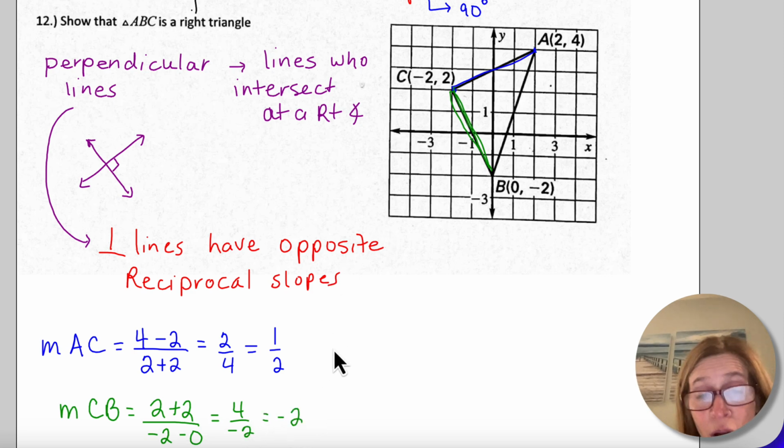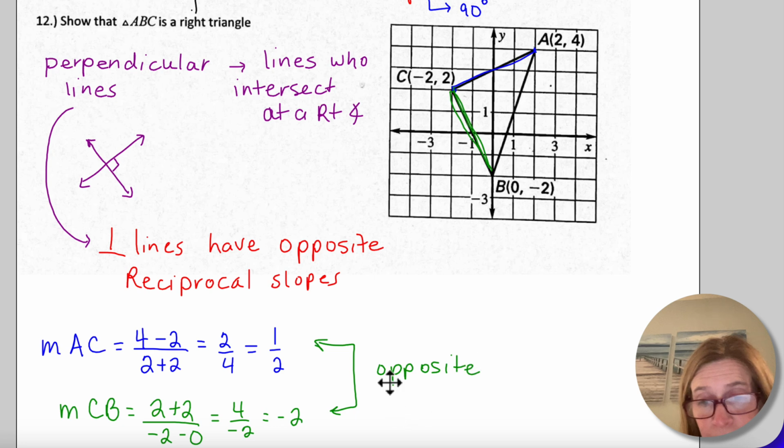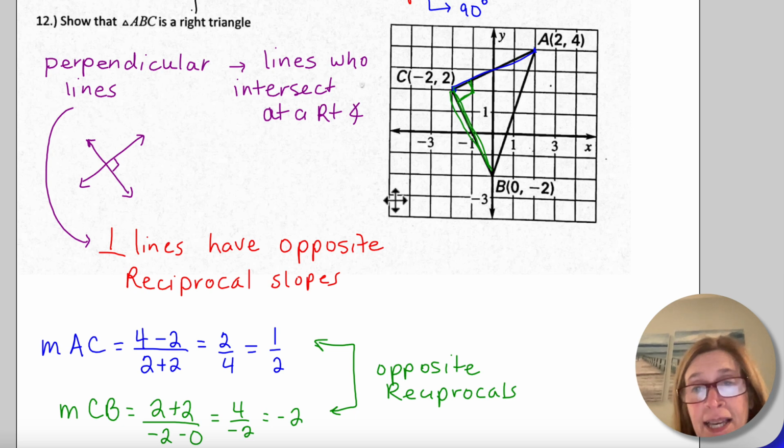All right, so already I can see that these are opposite reciprocals. That tells me that the lines are perpendicular, so therefore they meet at a right angle, and then ABC is a right triangle.